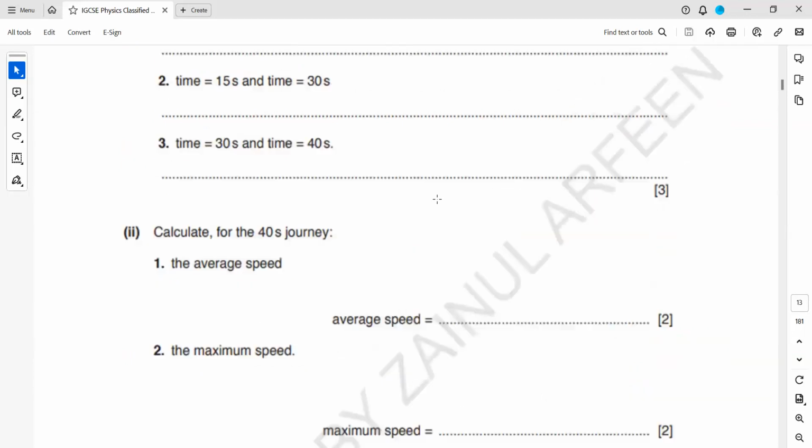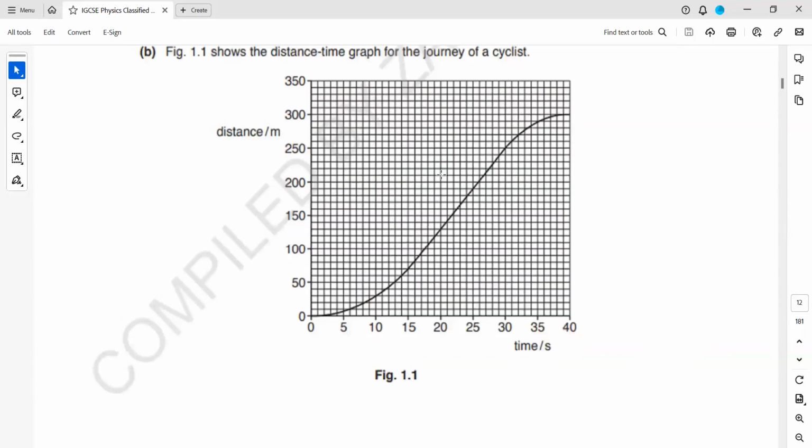The next part, we need the maximum speed. First, you have to identify which region will have the maximum, because the speed is increasing, then constant, and then decreasing. The region where it is steeper has the maximum gradient or slope, and that region has the maximum speed. So which region has the maximum gradient? This region, that's right. In this region, we have a maximum slope.